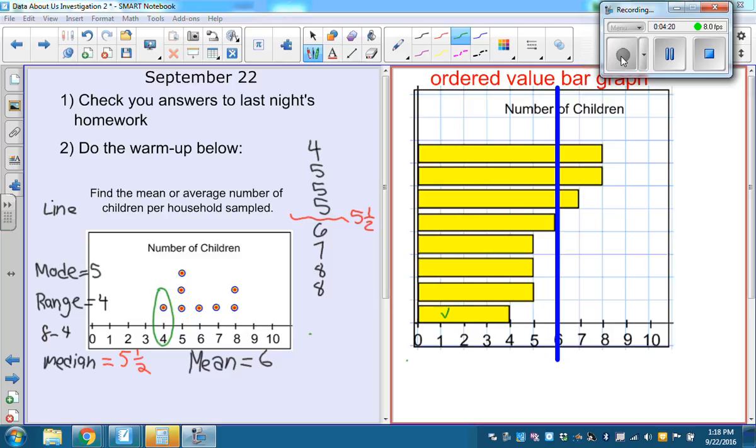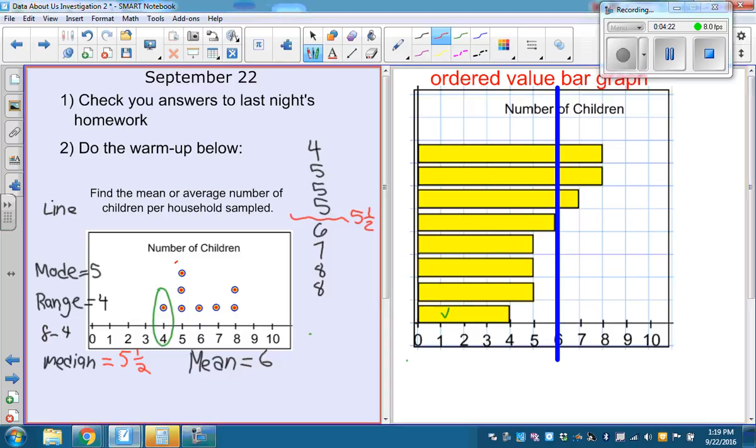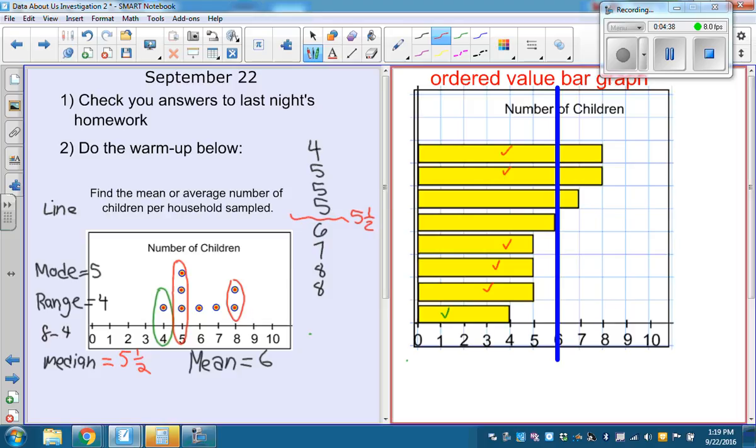And then here, what's that one tell me, AJ? That there's 3 families that have 5 children. Maggie, what does this one tell me? That tells you that there are 2 families that have 8 children. Now, if you can go from the left to the right, you can do this. I get it. Okay?